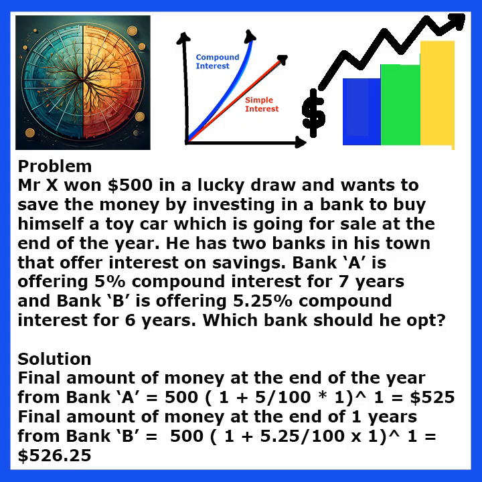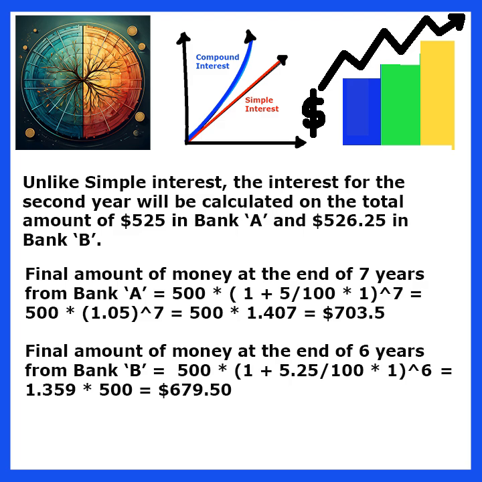Solution: final amount of money at the end of the year from Bank A equals $525. Final amount of money at the end of 1 year from Bank B equals $526.25. Unlike simple interest, the interest for the second year will be calculated on the total amount of $525 in Bank A and $526.25 in Bank B. Final amount of money at the end of 7 years from Bank A equals $703.5. Final amount of money at the end of 6 years from Bank B equals $679.50.